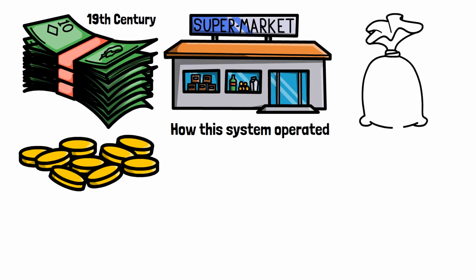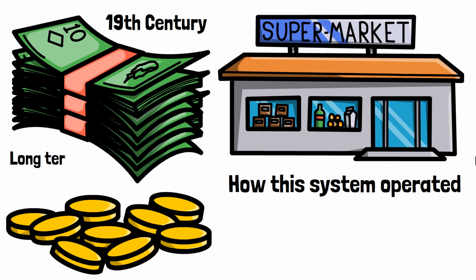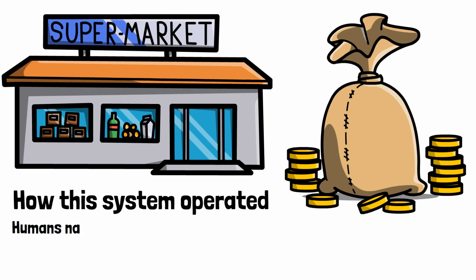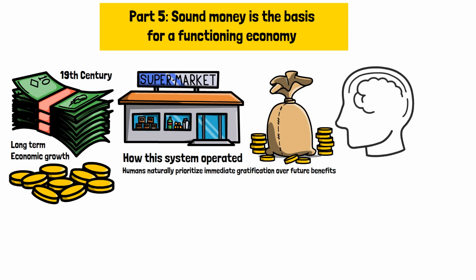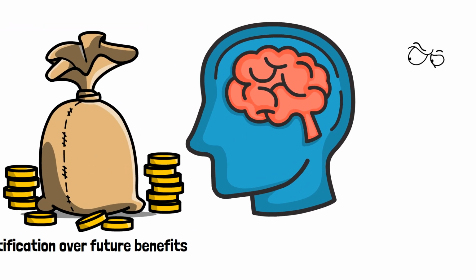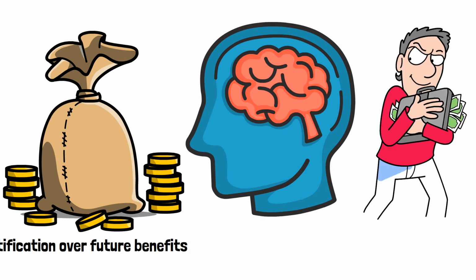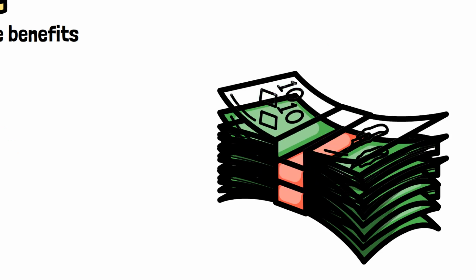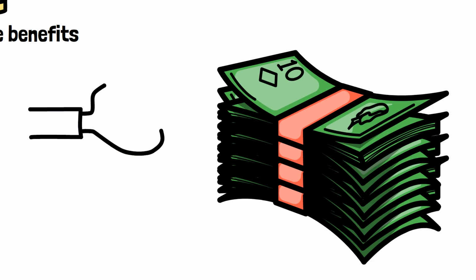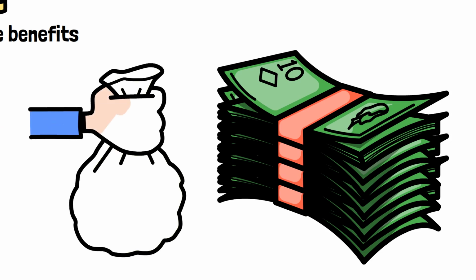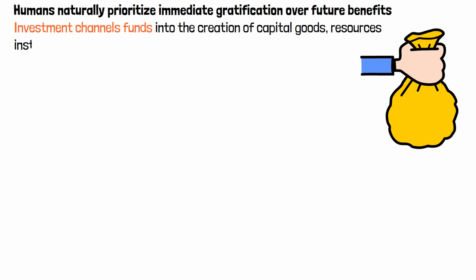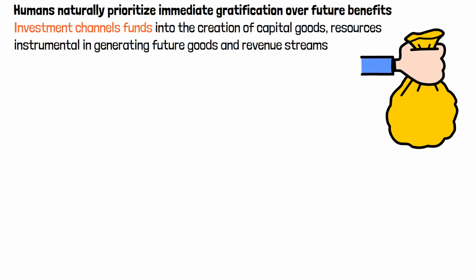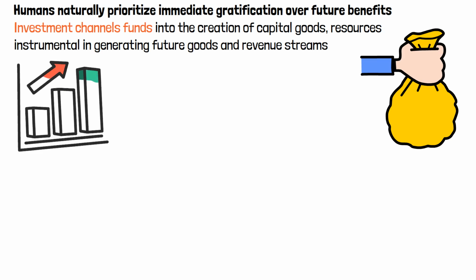One of the primary advantages of sound money is its capacity to incentivize saving and investment, a cornerstone for sustainable, long-term economic growth. Why? Because humans naturally prioritize immediate gratification over future benefits. Sound money encourages a shift in mindset towards future-oriented thinking. When individuals anticipate their money's value to appreciate over time, they are inclined to consider actions that optimize future income. Investment embodies this principle, foregoing immediate satisfaction to yield greater returns in the future. Investment channels funds into the creation of capital goods, resources instrumental in generating future goods and revenue streams. Increased capital accumulation fosters stable, enduring economic growth.